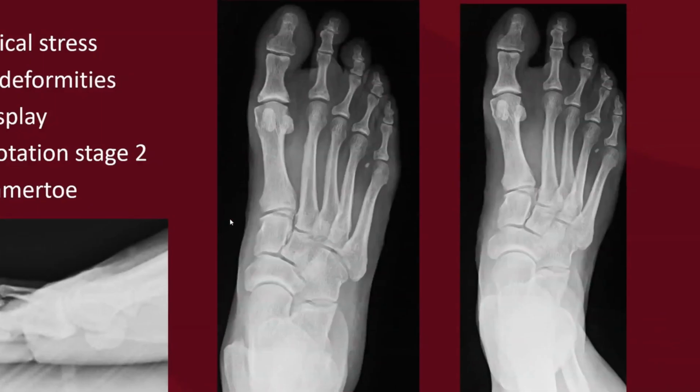Of course, we can always look for second toe crossover, which we don't have here, but what we do have here is a subtle malalignment deformity between the second DIP and the third DIP, almost on the order of a bowing or splay deformity seen here.